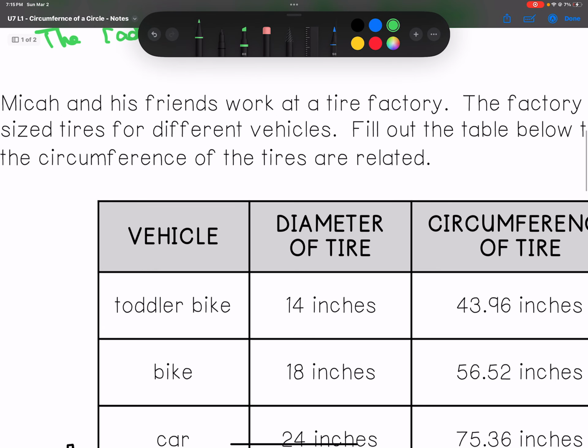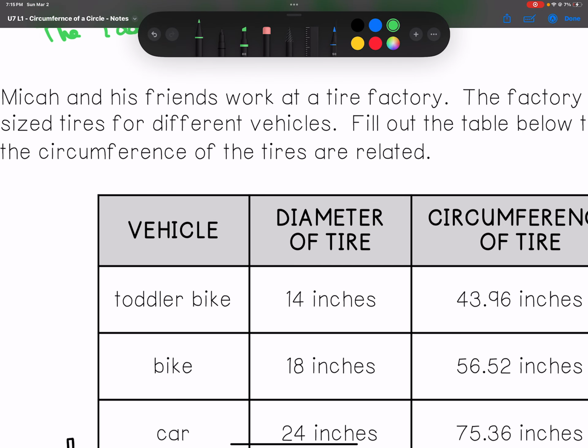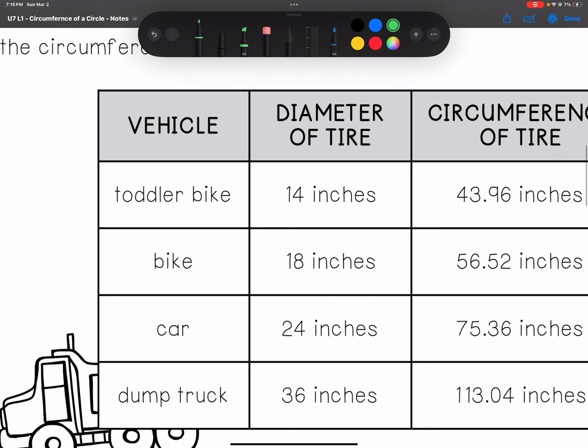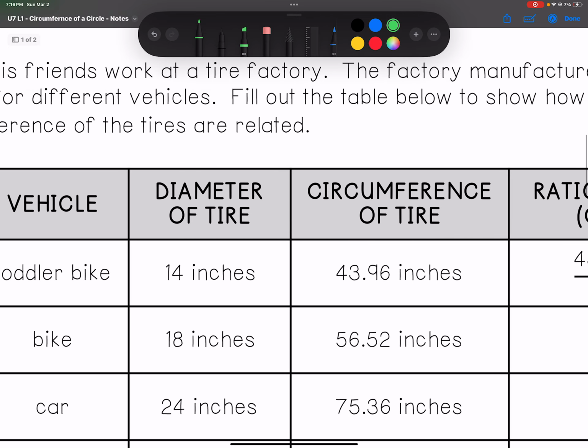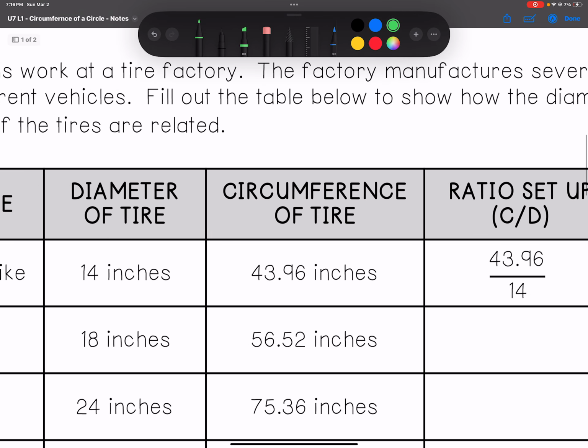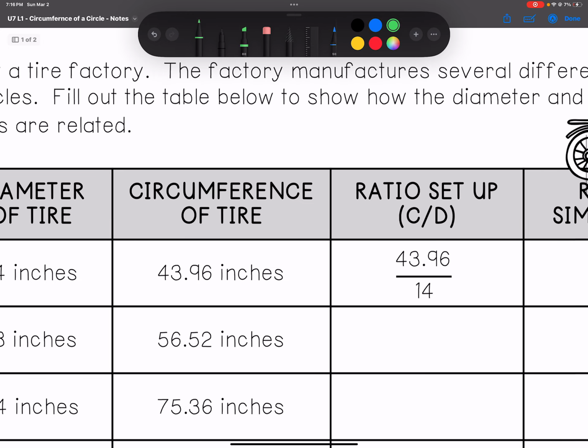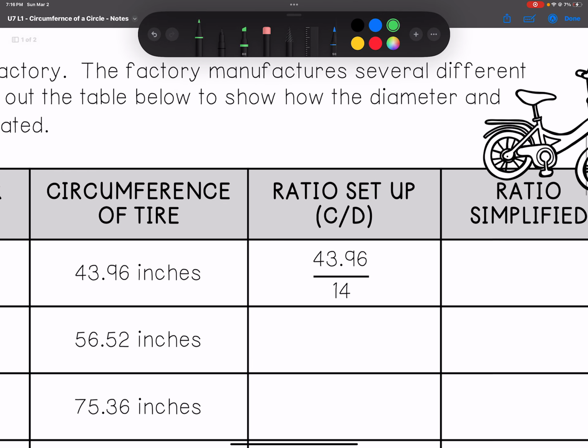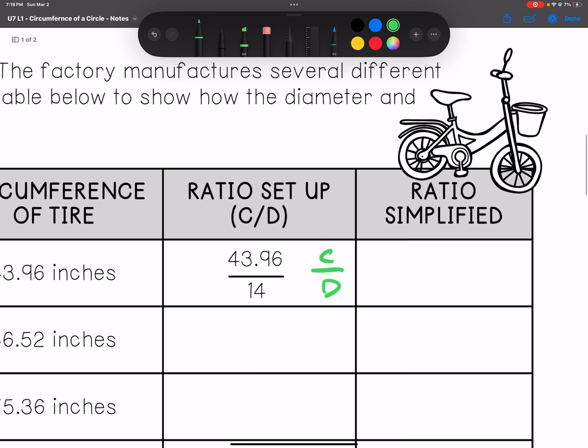Micah and his friends work at a tire factory. The factory manufactures several different size tires for different vehicles. Let's fill out the table below to show how the diameter and the circumference of the tires are related. All right, they tell us that they got a toddler bike. It's 14 inches. The circumference of the tire is 43.96. They're telling us that the ratio, circumference divided by diameter, is going to tell us the ratio.